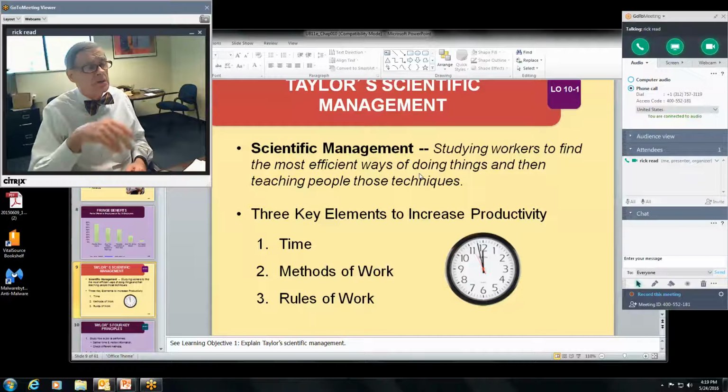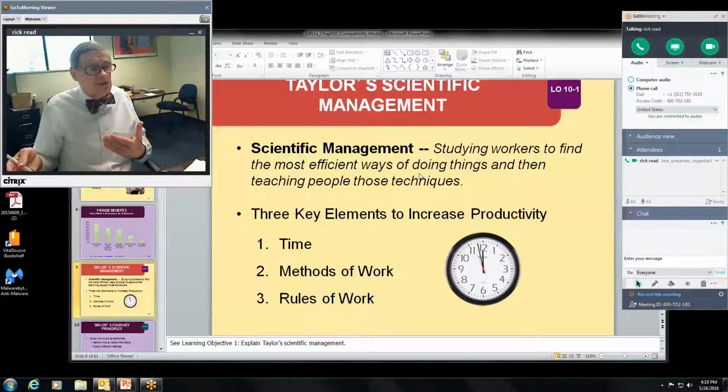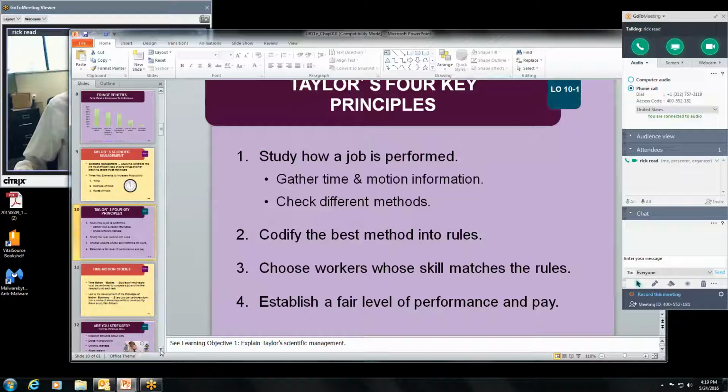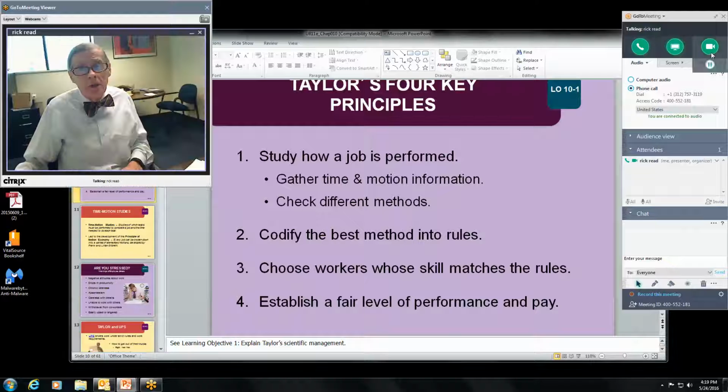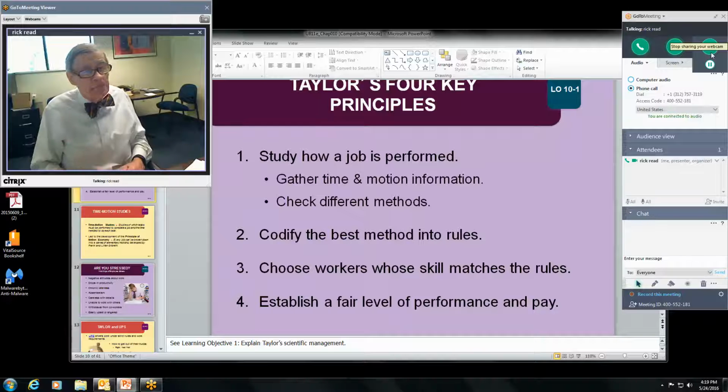He also looked at time and motion, how long it took somebody to do something, eliminated unnecessary motion, and then had ways that people did things on the job, and then certain rules. And he said that those should be codified, meaning that they should be written and that everybody understood them. And then this gives you a little bit more of what I just talked about with Taylor. Notice the bottom one was he established a fair level of performance and pay.